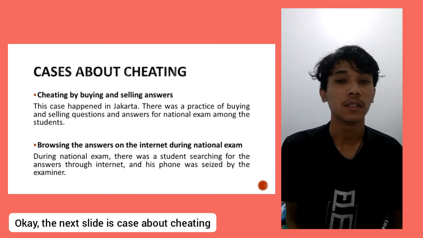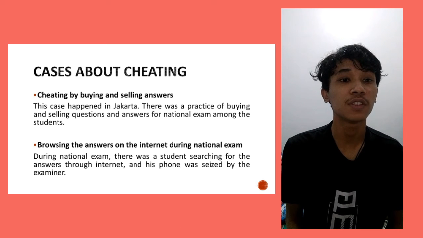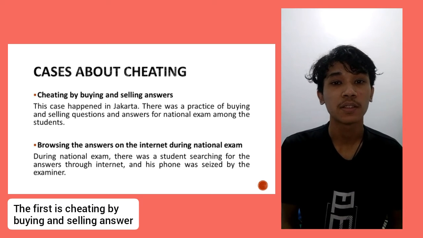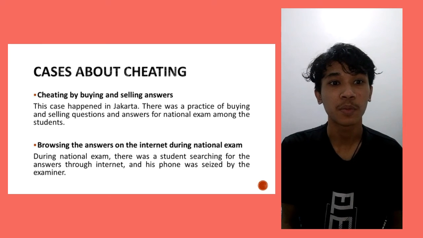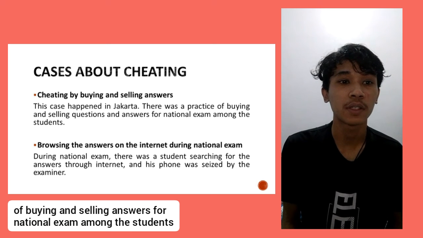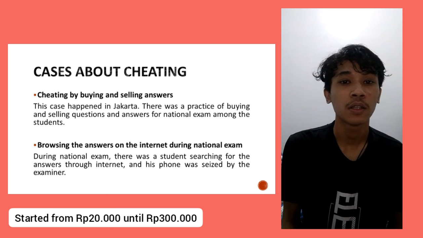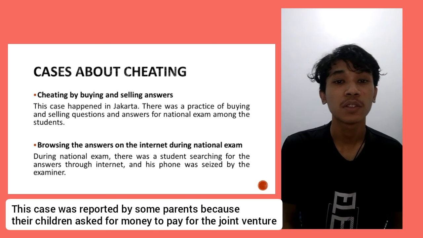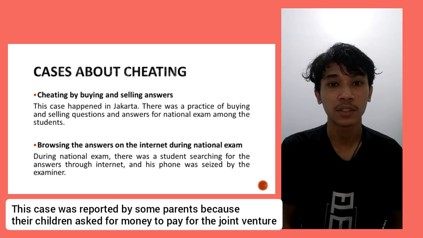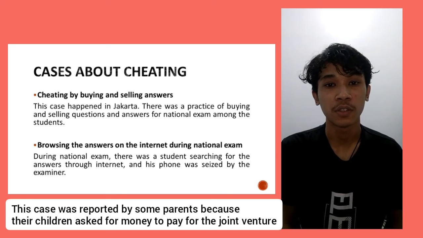Okay. The next slide is cases about cheating. There are two cases about cheating, and the first is cheating by buying and selling answers. This case happened in Jakarta. There was a practice of buying and selling answers for the national exam among the students, starting from 20,000 rupiah up to 300,000 rupiah. This case was reported by some parents because their children asked for money to pay for the joint venture.